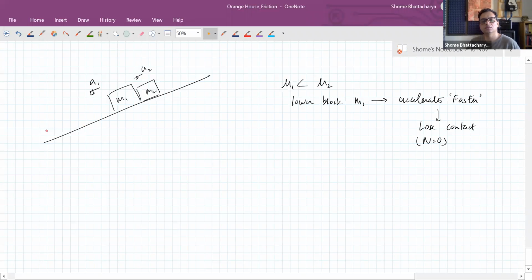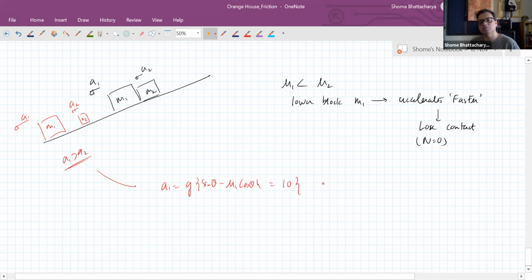So after a while, they're moving like this, because a1 becomes greater than a2. So a1 becomes g into sine theta minus mu1 cos theta. So it becomes 10 into 0.6 minus 0.2 into 0.8.